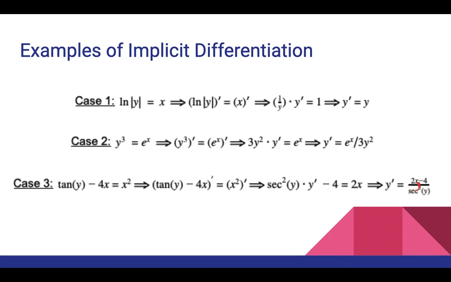So we're going to get 2x plus 4 right here, and then we're going to divide both sides by secant squared of y in order to get y prime by itself. So we get y prime equals 2x plus 4, ignoring my typo, divided by secant squared of y. And that gives us our derivative of our implicit equation.